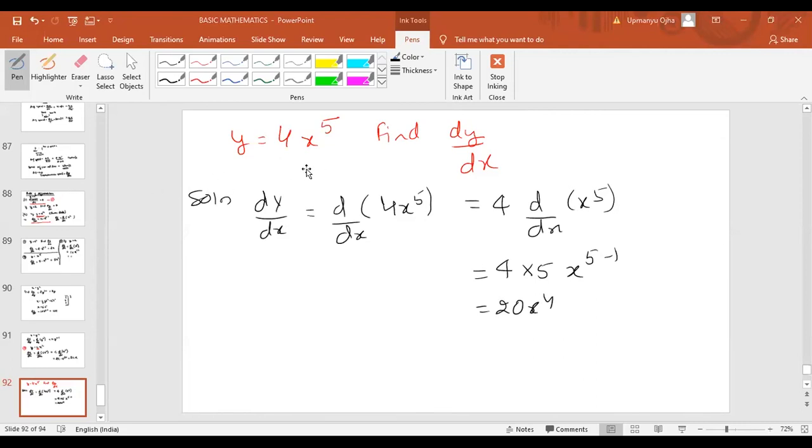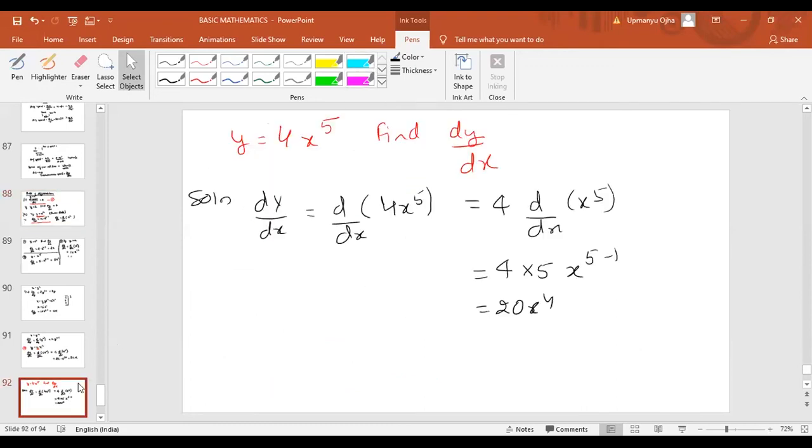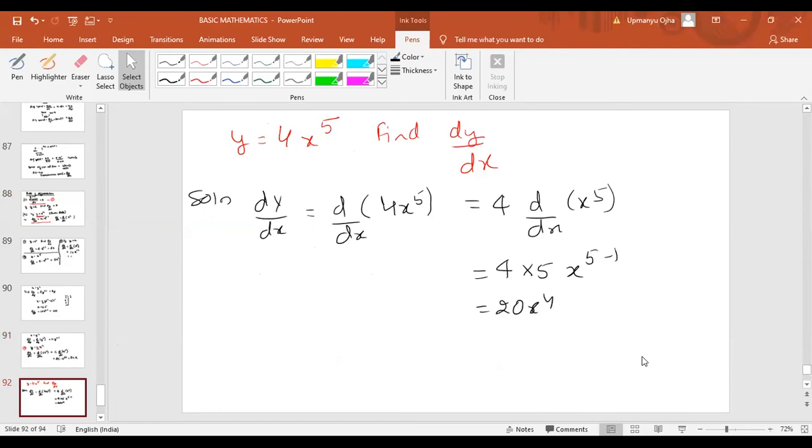First rule, when y equals a constant, then dy by dx equals 0. Second rule, the power rule: when y equals x power n, then dy by dx equals n x power n minus 1. And the third rule is that if y equals a constant multiplied with some function of x, then the constant can be taken outside and then we can differentiate the function. Understand? The third rule is not very difficult. Just think on this point.